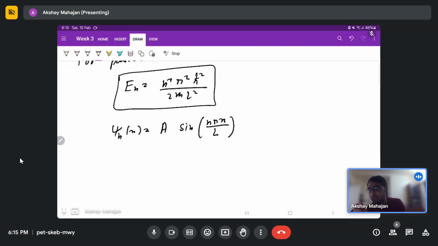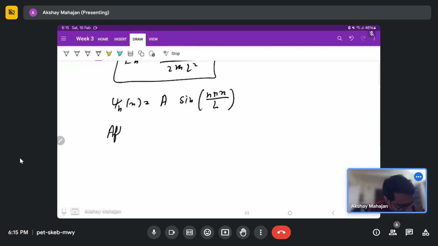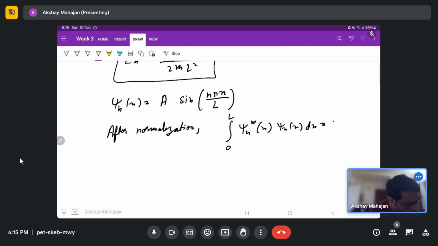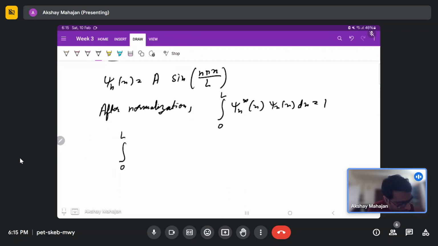Okay, this is also what we have seen in the last problem, and after normalization, so normalization basically means integrating from 0 to L, psi n star of x, psi n of x dx. This we have to equate to 1. Alright, so if we normalize it, you will have mod of psi n whole square dx equals 1.